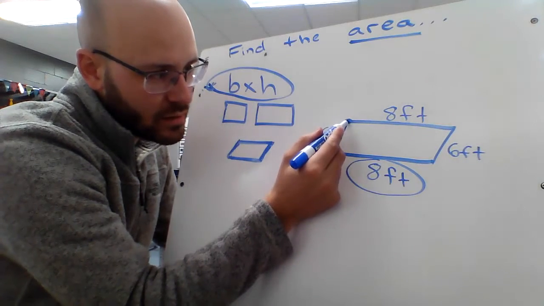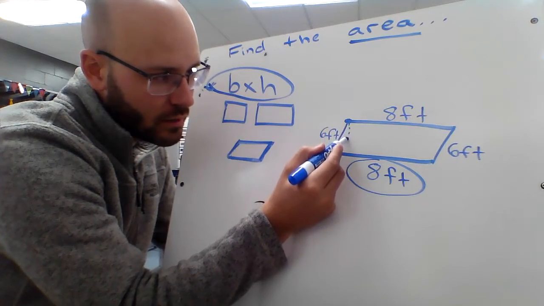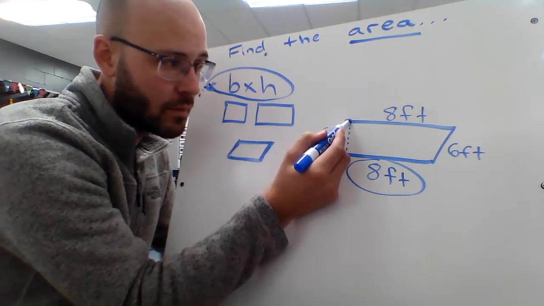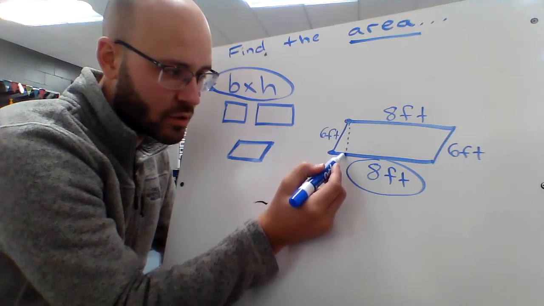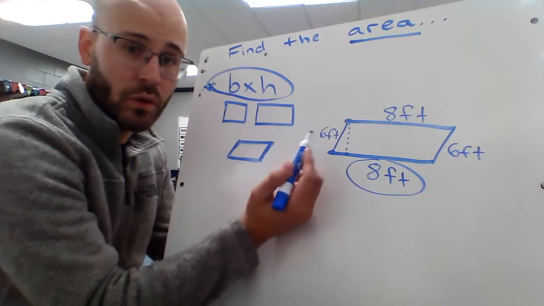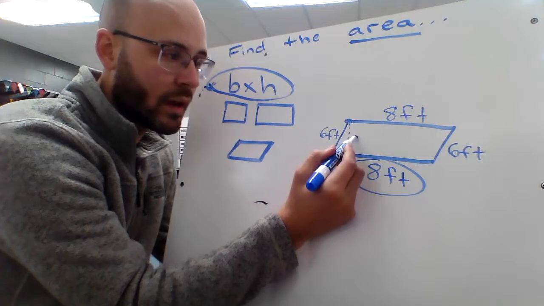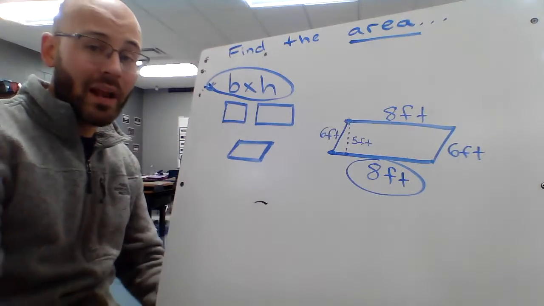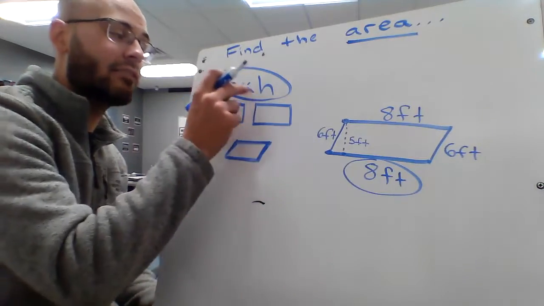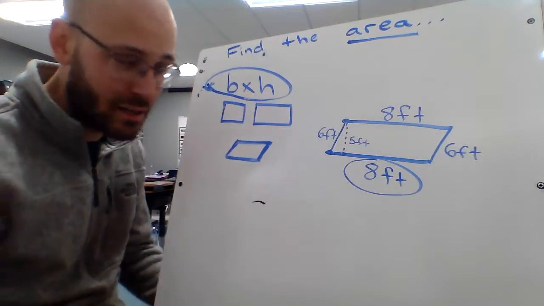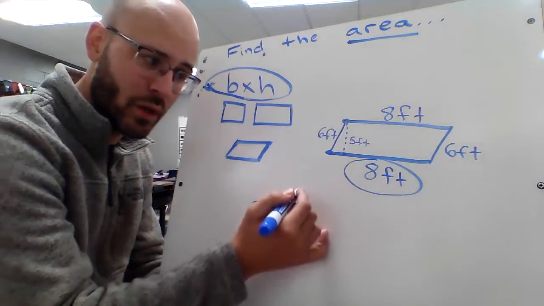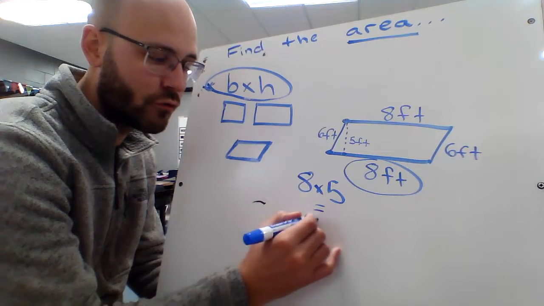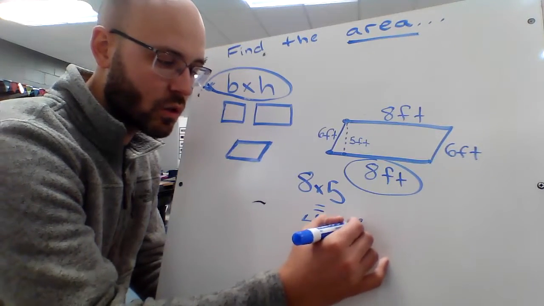The actual height of this object would be kind of an imaginary line that runs straight down from the tippy top of the shape to the base of the shape, a straight line, which is actually a little bit shorter than the slanted side. It would be more like, let's just pretend it's 5 feet. So when I do the parallelogram, I still have to follow my rule: base times height. It's not 8 times 6, it's 8 times the real height.